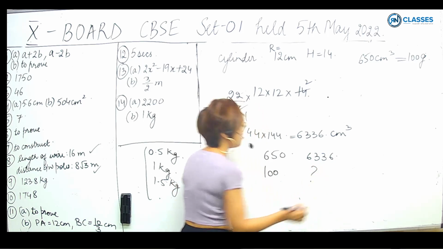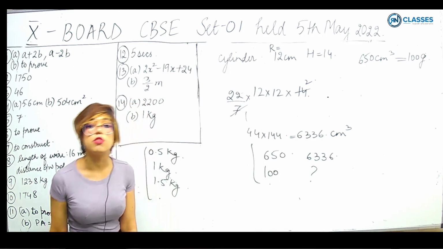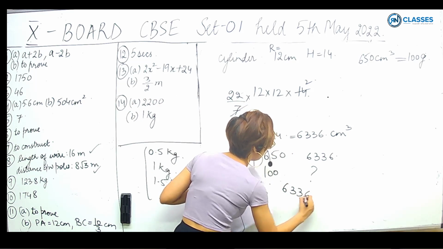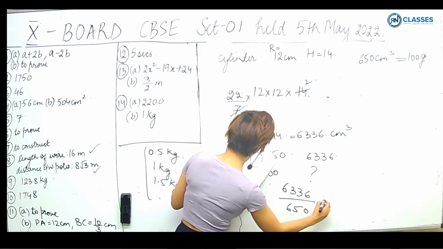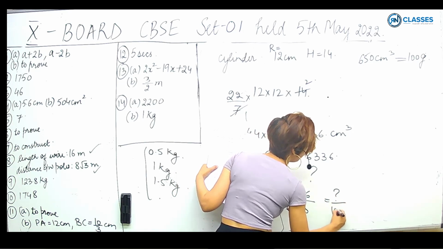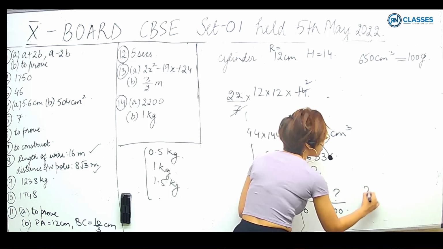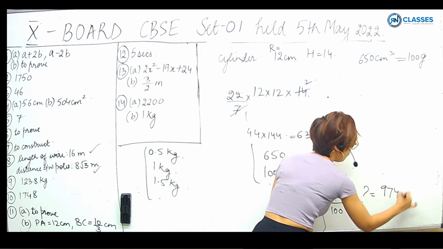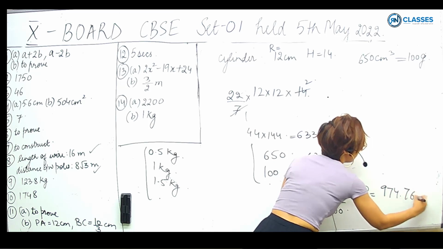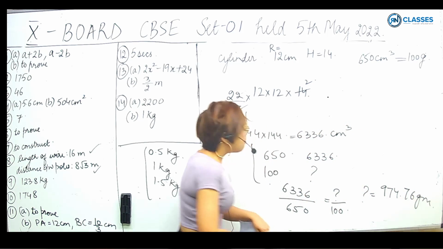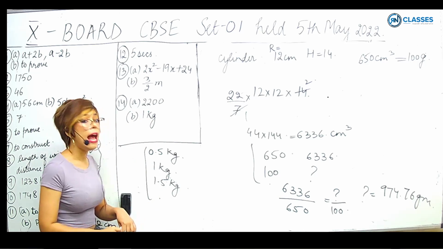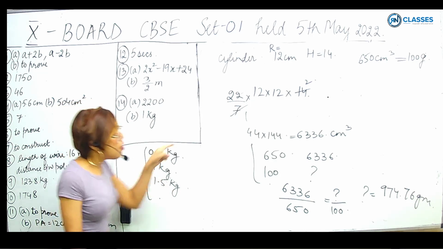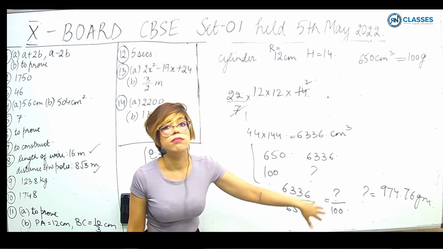I need to find out the weight. Again, direct proportion question, class 8, right? This by this, 6336 by 650 is equal to question mark by 100. You can find that question mark actually approximately turns out to be 974.76 gram. Mind it, the bakery either sells in 0.5 kg or 1 kg or 1.5 kg. Now your weight is 974 gram approximately.